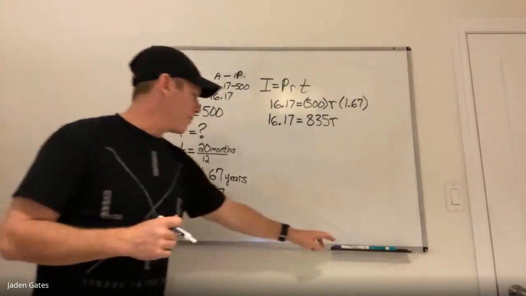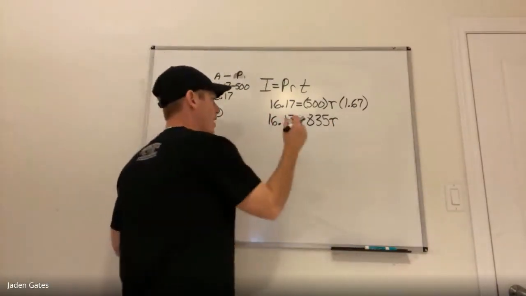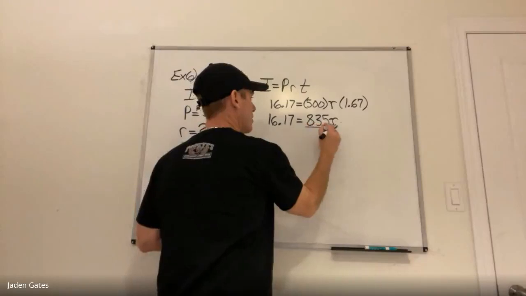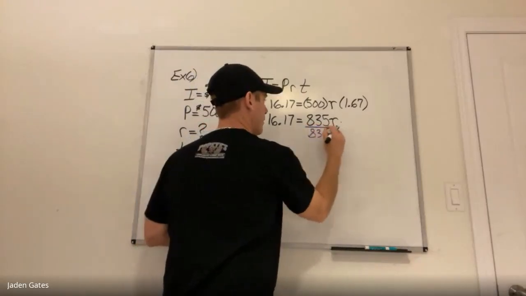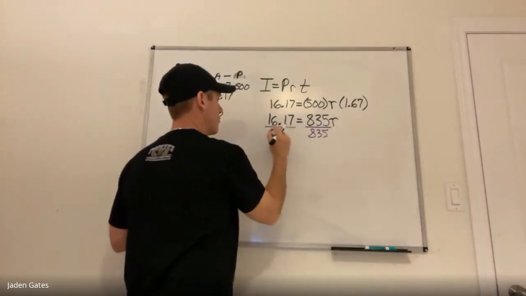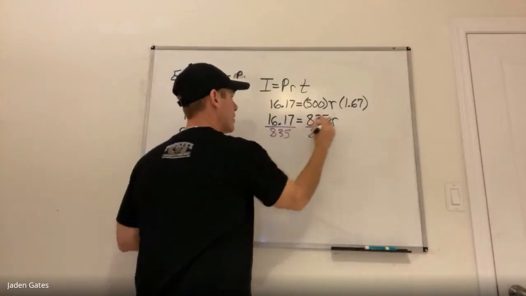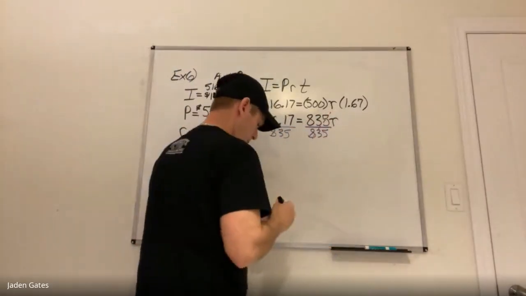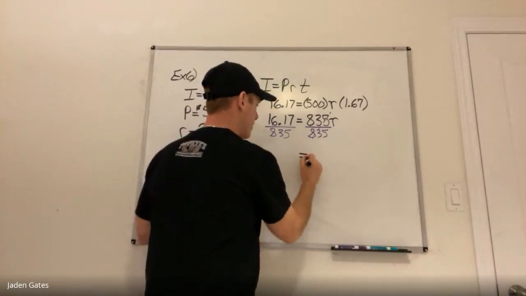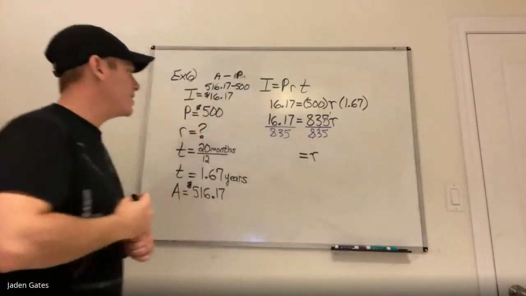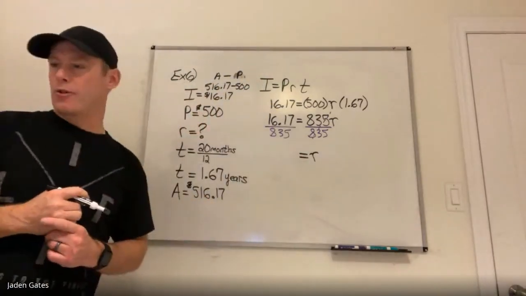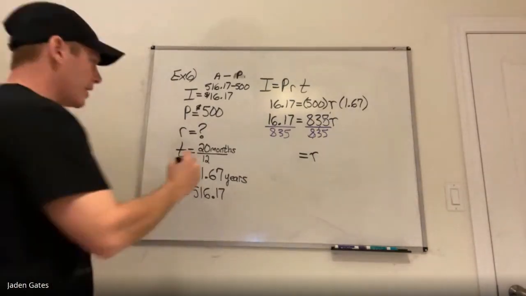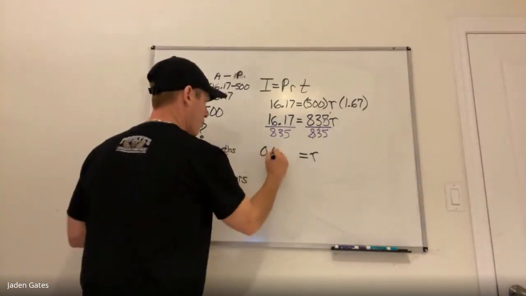All right, but I'm getting R by itself. And so I'm going to divide by my numerical coefficient here. So I'm going to divide both sides by my 835. All right, so those divide each other out. And my rate, I take my 16.17, I divide it by 835, and I'm getting 0.019.